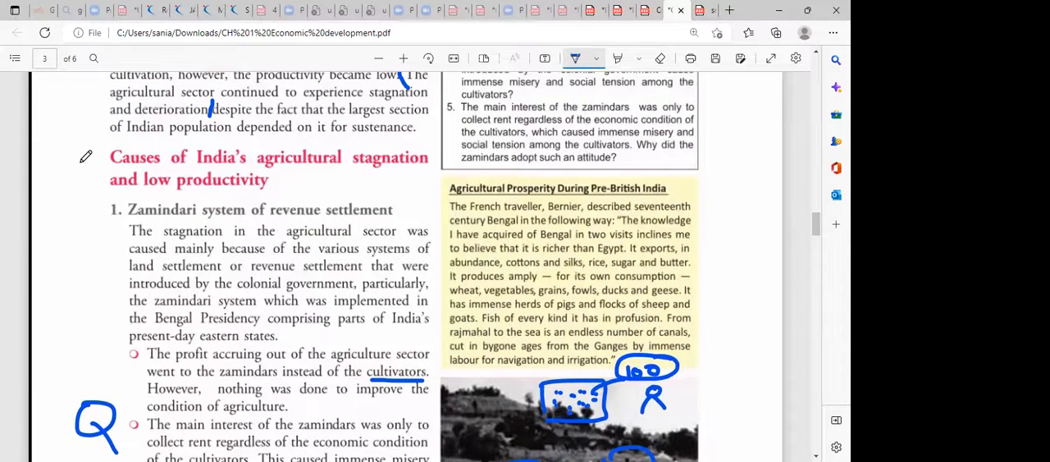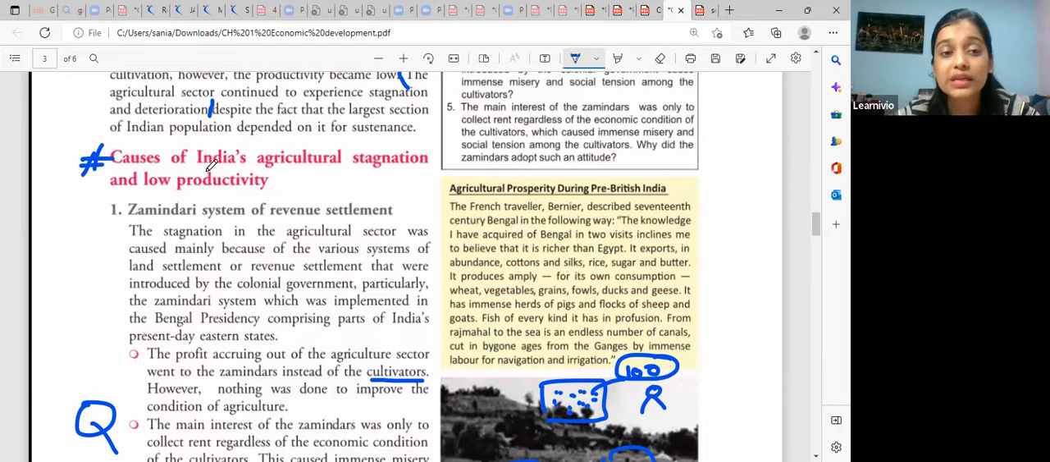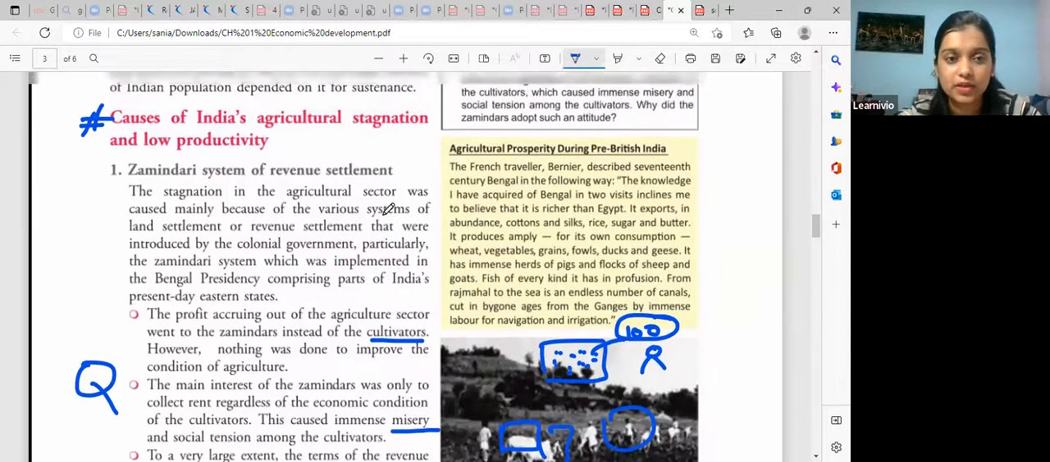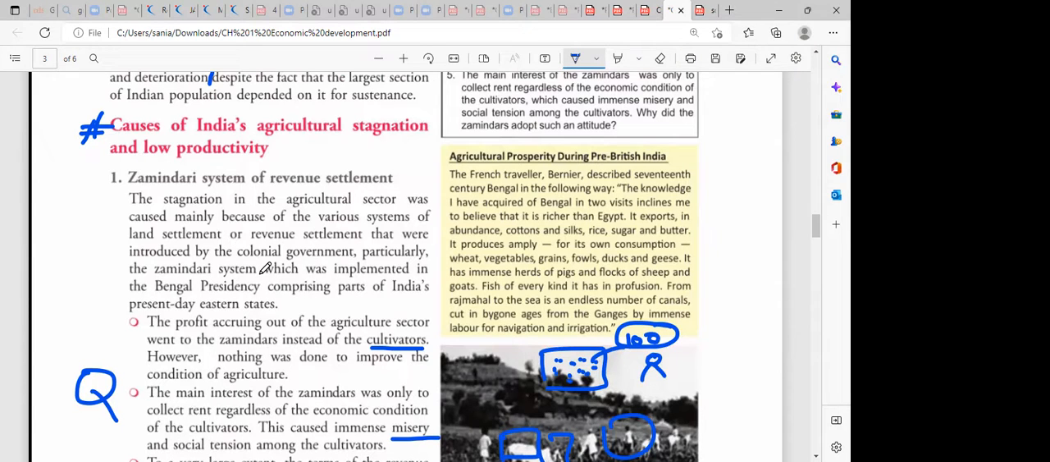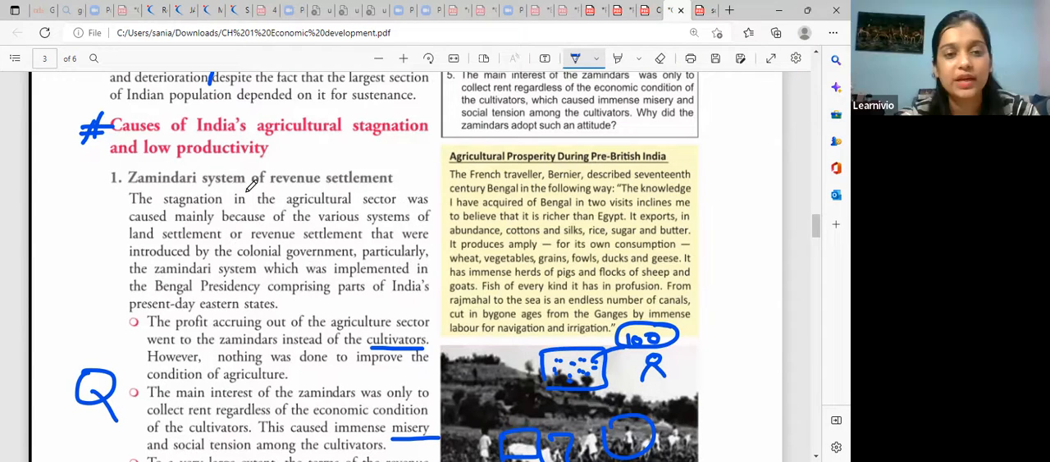So what you are going to write: first, causes of India's agriculture stagnation and low productivity. So first is the zamindari system of revenue settlement. Okay, just write it down and then I'll tell you. Done. Okay. So first you'll write zamindari system of revenue settlement.